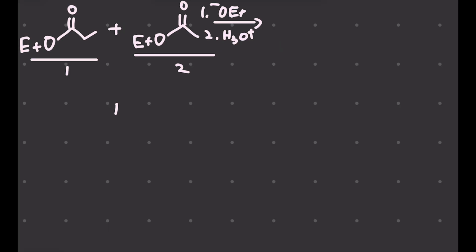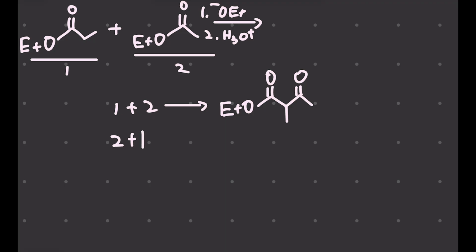So when reactant 1 reacts with reactant 2, it's going to form a product that will look like this. And when reactant 2 reacts with reactant 1, it depends on whose alpha carbon you deprotonate. So in this case, the first one, we're going to deprotonate their alpha carbon. It's going to form a product that looks like this.